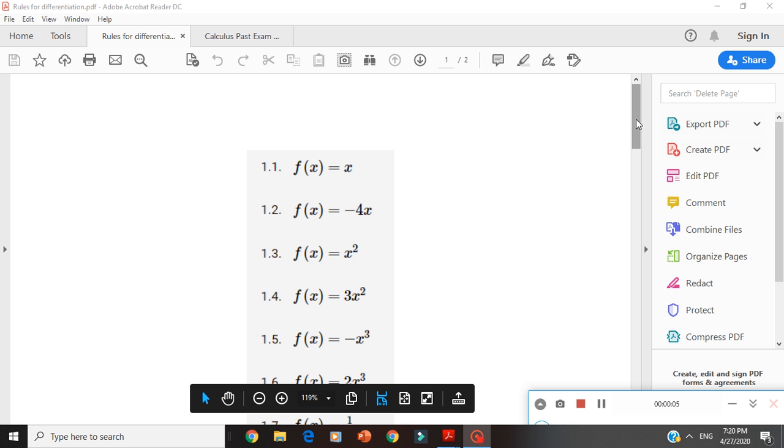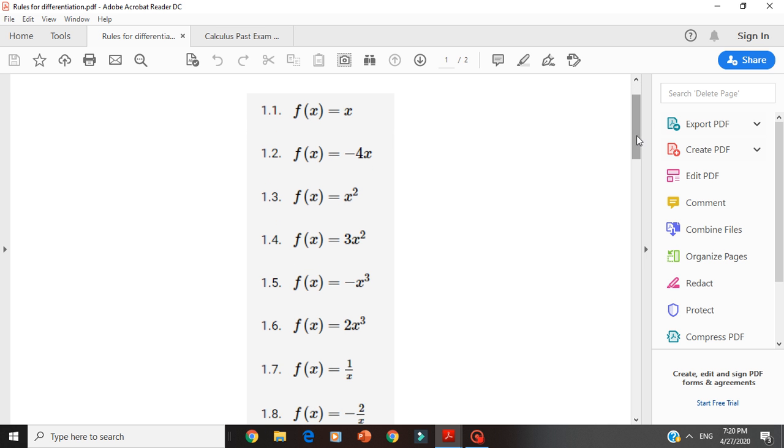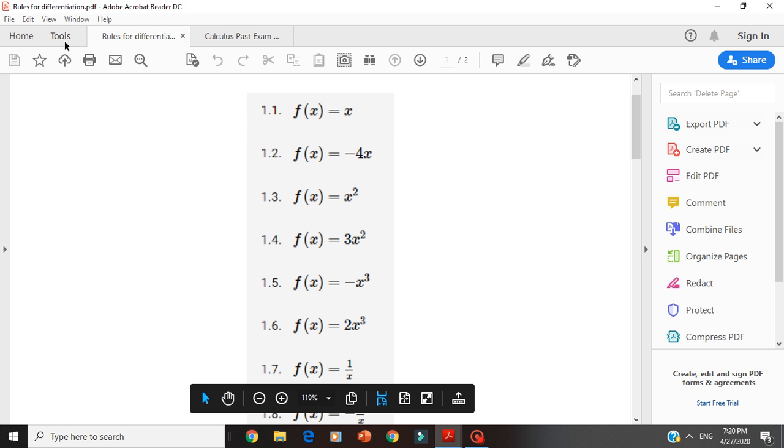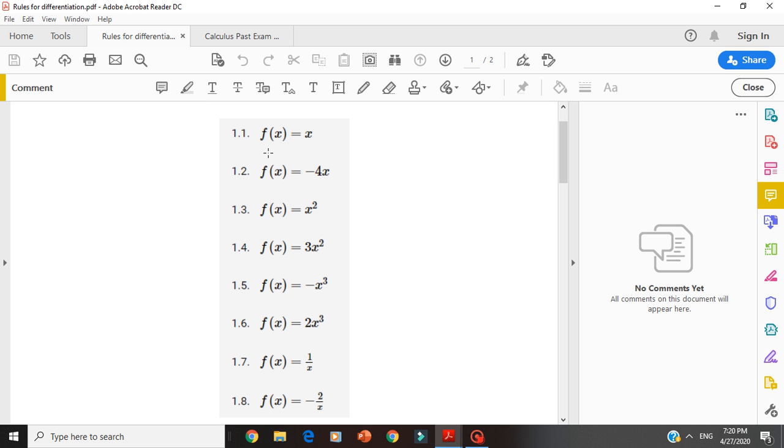Today we're going to be looking at some calculus problems for rules for differentiation. Okay, so let's start with the first question. In the first question, we have f of x is equal to x. The question asks us to find the derivative of the function that we're dealing with.